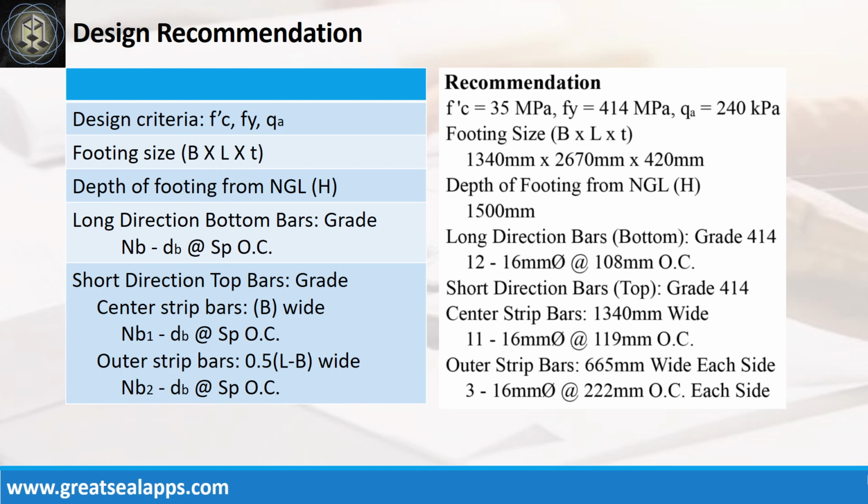Long direction bars of grade 414, 12 pieces 16 mm bar at 108 mm on center. Short direction bars of grade 414, center strip bars 1340 mm wide, 11 pieces 16 mm bar at 119 mm on center. Outer strip bars 665 mm wide each side, 3 pieces 16 mm bar at 222 mm on center each side.